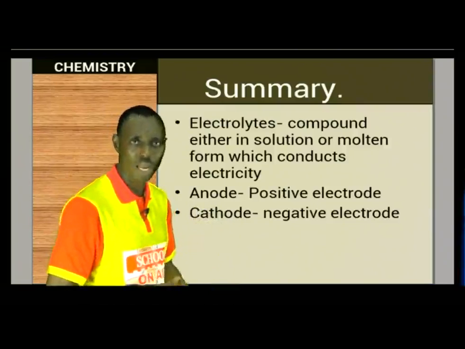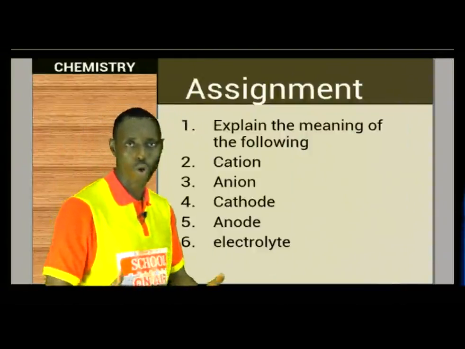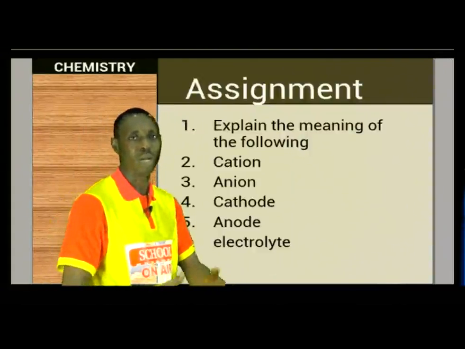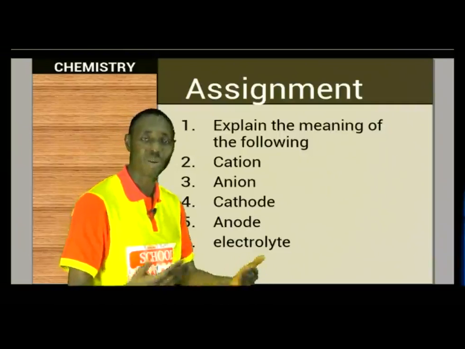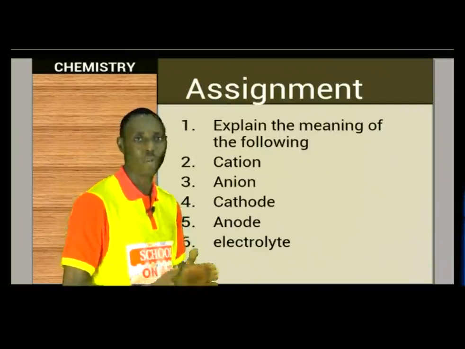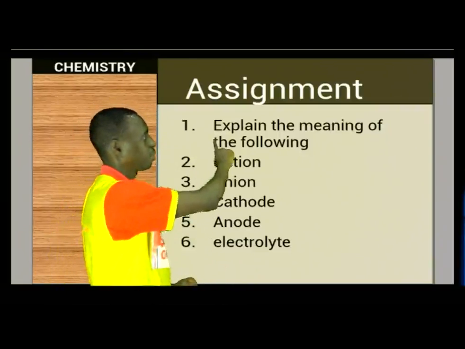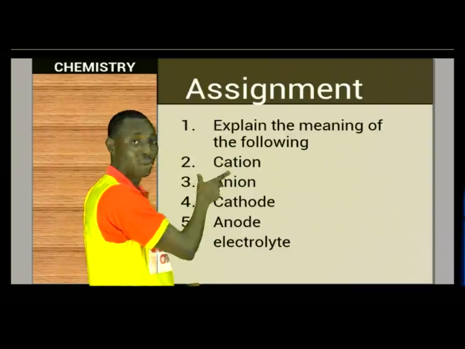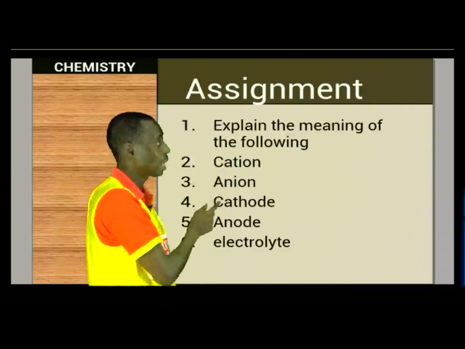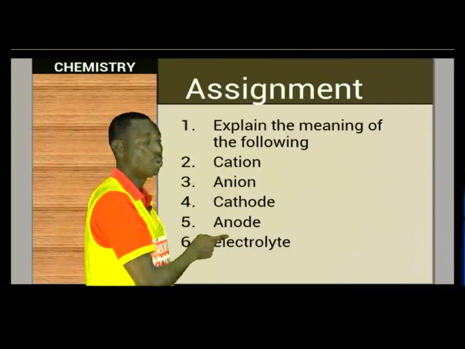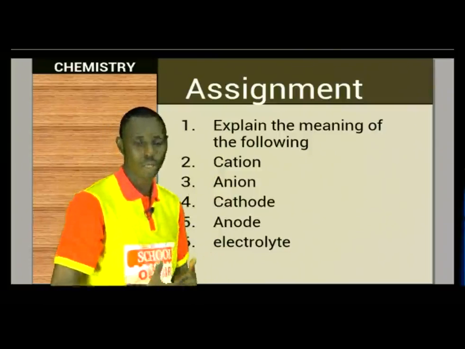But before we go, I would also like you to take note of the assessment questions that you need to work on. We'll be very happy if you can give us feedback on how you have been faring in all the assessments we have been giving you, and if you have been having any problem with some of these assignments. For example, explain the meaning of the following: cation, anions, cathode, anode, electrolyte. All these are keywords that are very important in electrolysis.